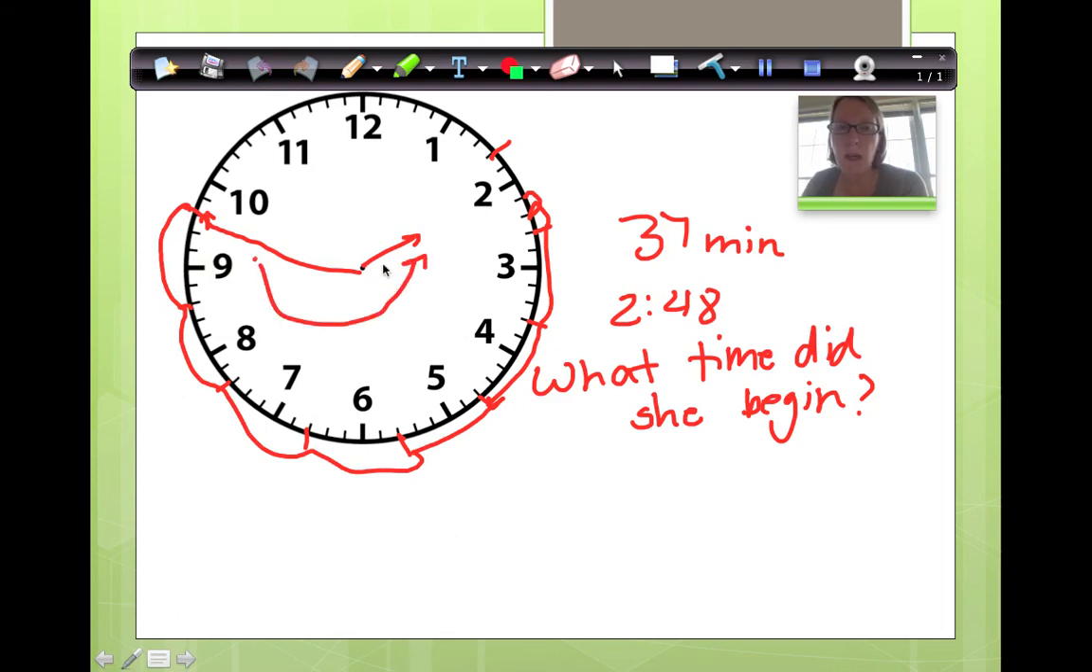What time would that be? Well, we know it's going to be in the 2 o'clock hour, but now we're going to count forward to find out what time it is. It's going to be 2:05, 2:10, 2:11. That's right, that's when she started, at 2:11 p.m. Did you get that? Great, I'm so glad to hear that.